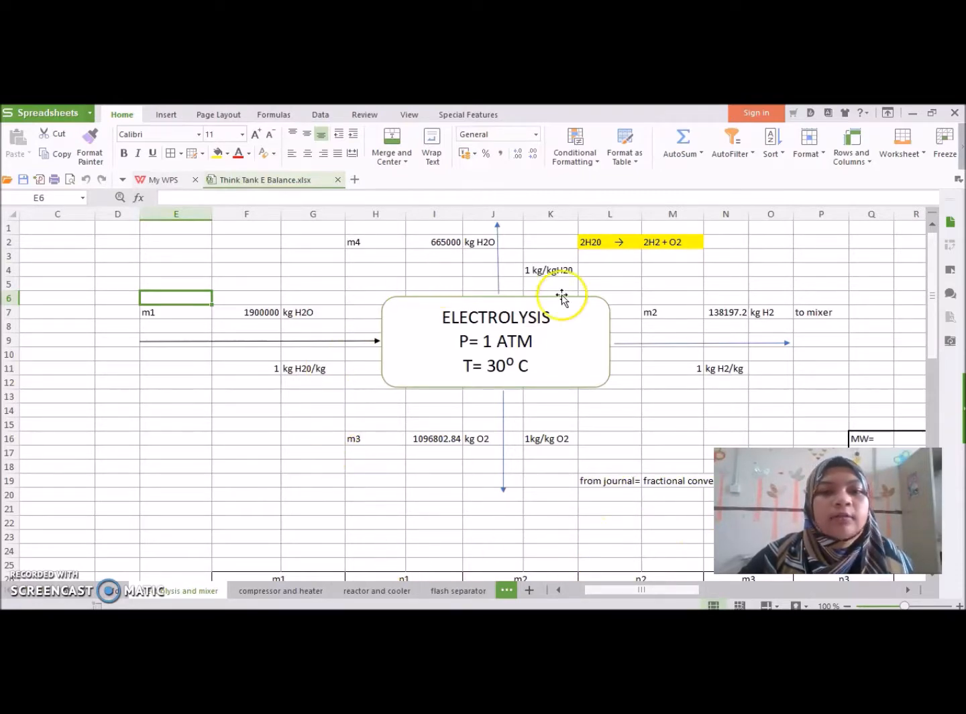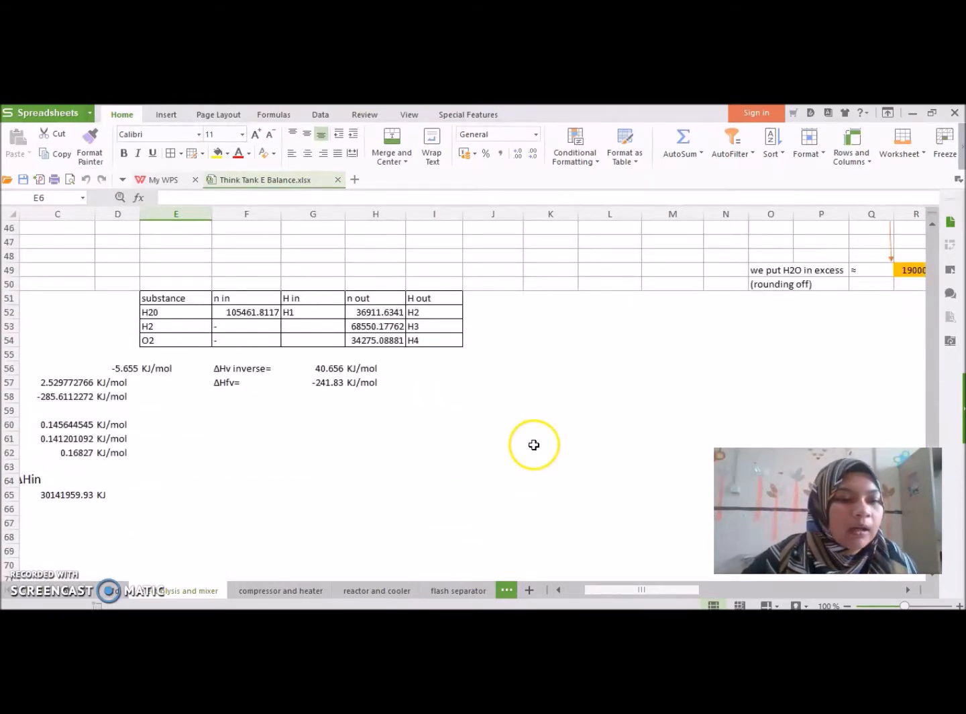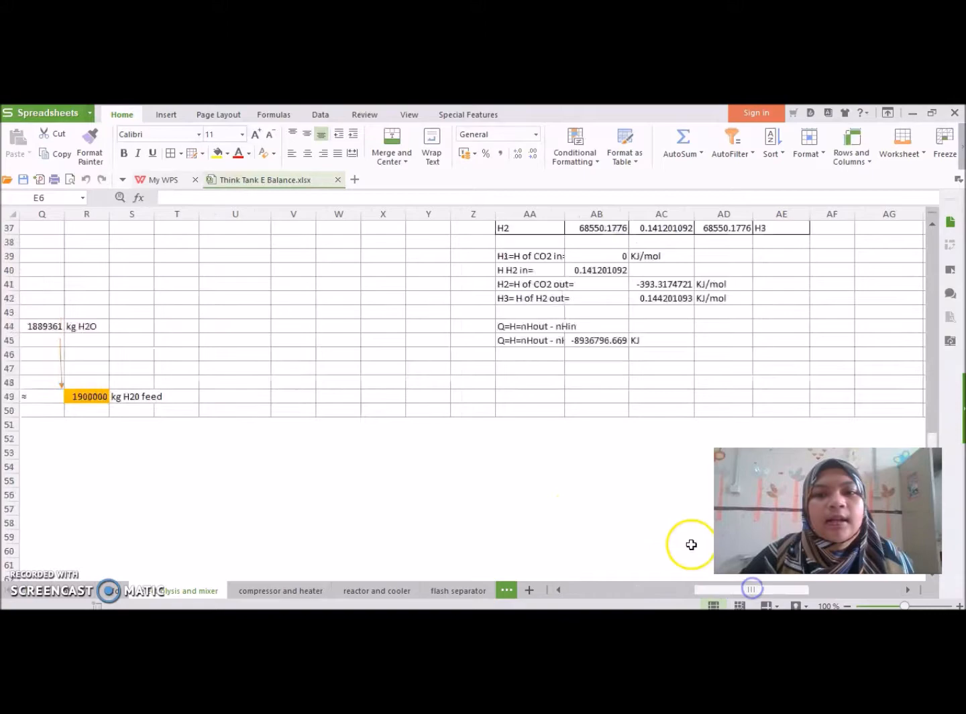The first one is electrolysis. In the electrolysis, 19,000 kilogram of H2O is being fed into the electrolysis and then produces three different materials, which are H2O, H2 and O2. Only H2 is being transferred to the mixer while the other two are being removed. In this unit, the pressure is 1 atm and the temperature is 30 degrees Celsius. Our heat transfer is about 30141959.93 kilojoule.